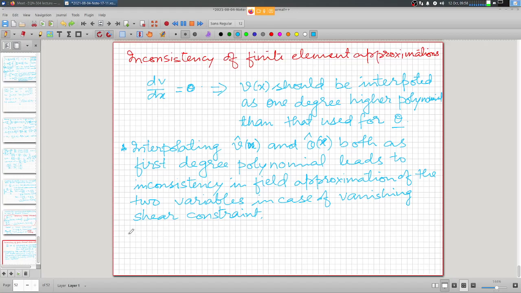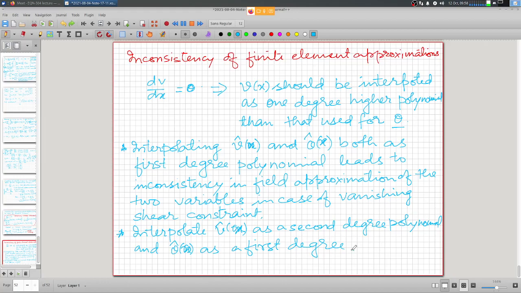So what is the solution? Interpolate v hat as a second degree polynomial and theta hat as a first degree polynomial.